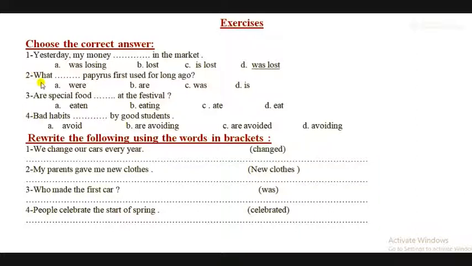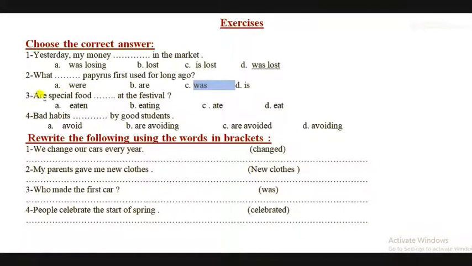Number 2. What papyrus first used for long ago? Where, are, was, is. Great, well done. The answer is was.